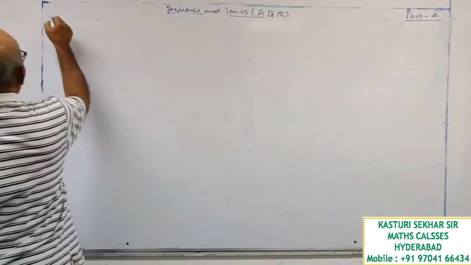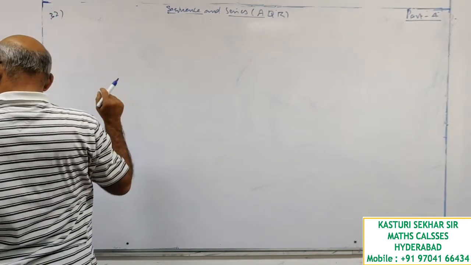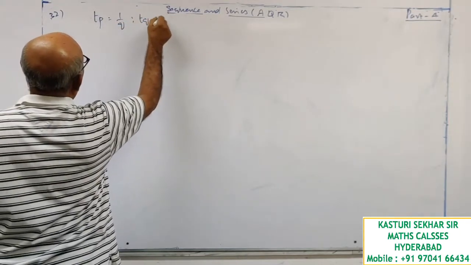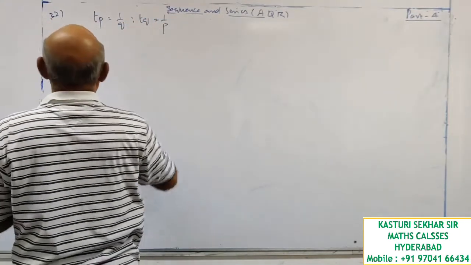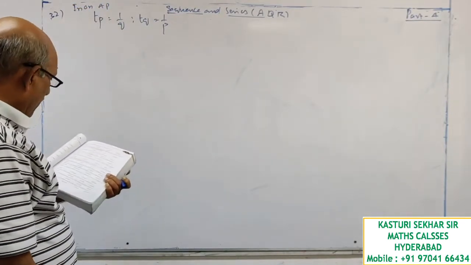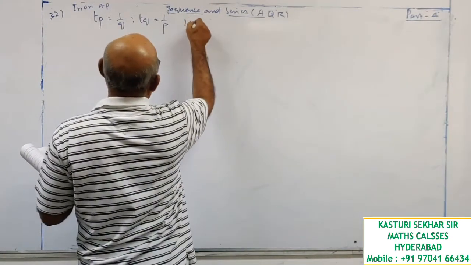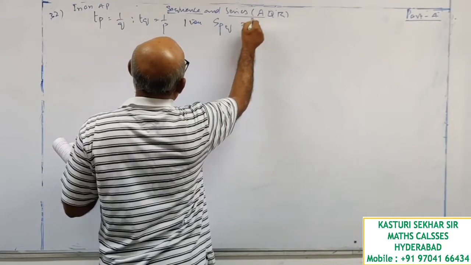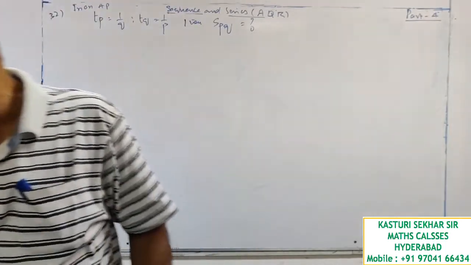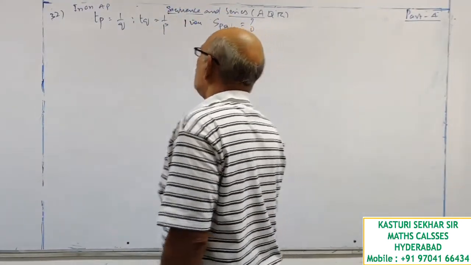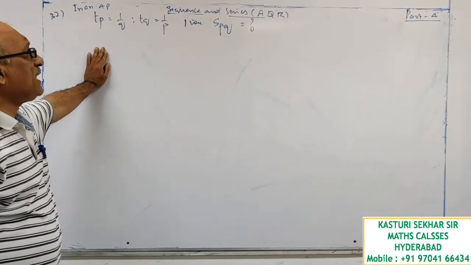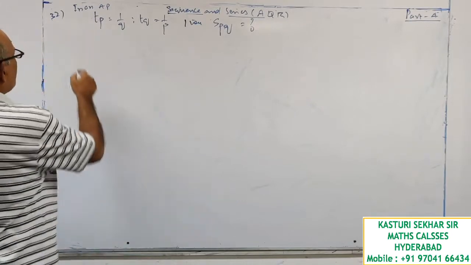Now look at the 32nd. In an arithmetic progression, in an AP, Tp is equal to 1 by q, Tq is equal to 1 by p, then S of pq is question mark. Now sir, for this type of problem there is no shortcut method. You have to calculate first term and common difference values.